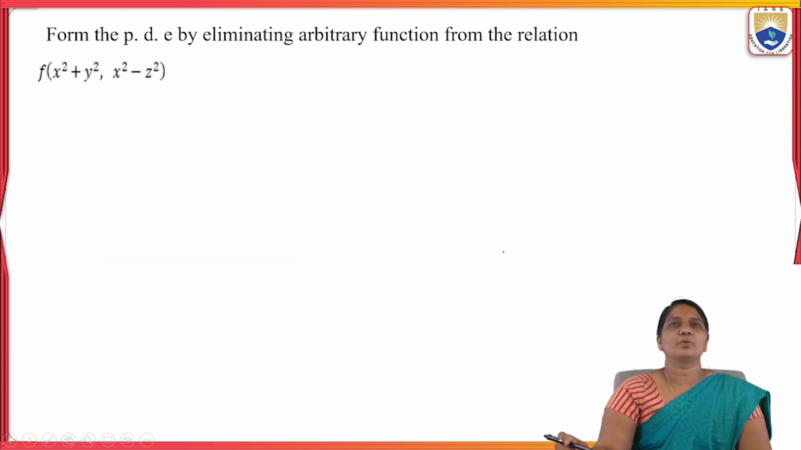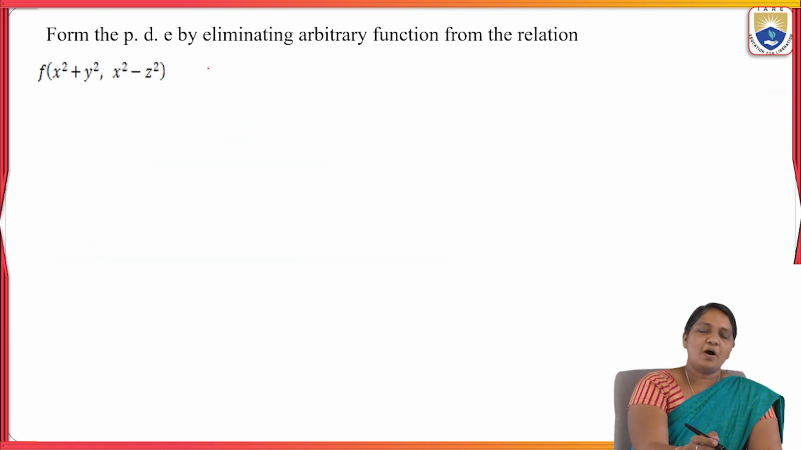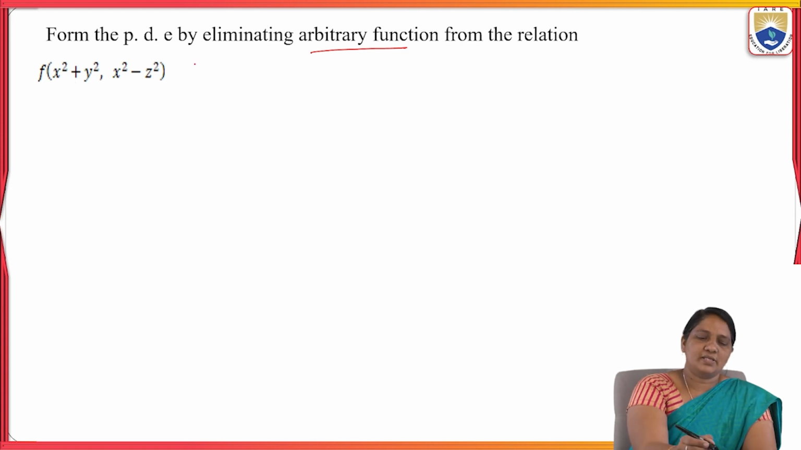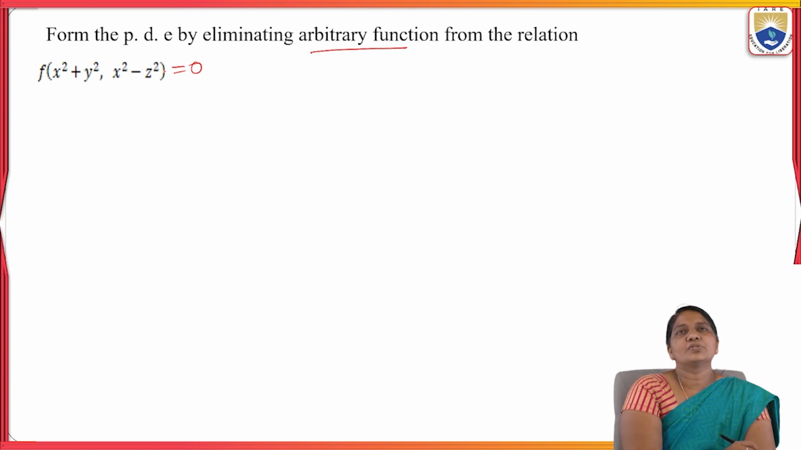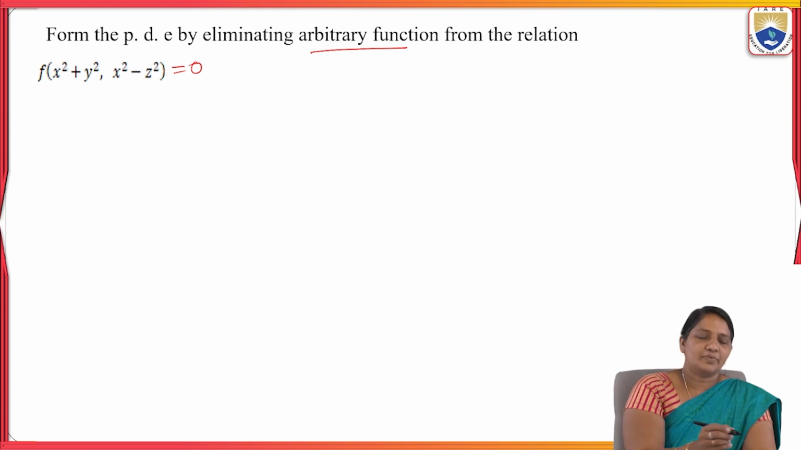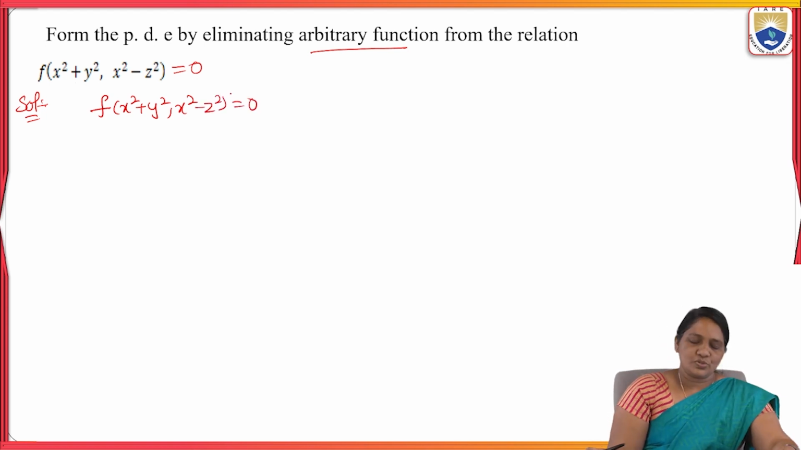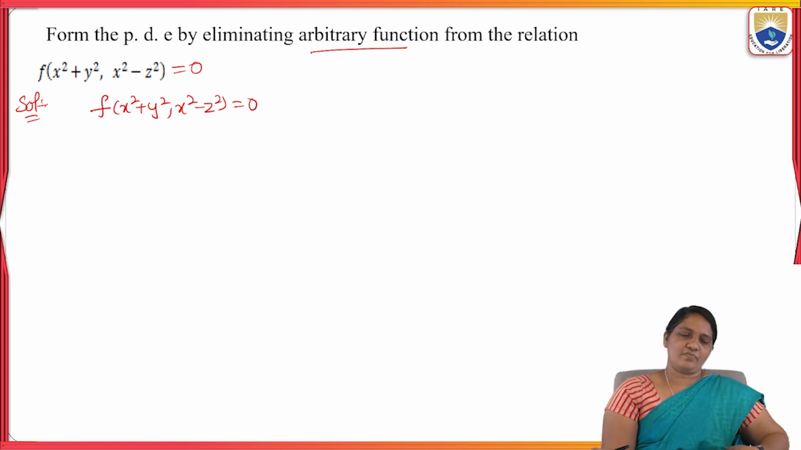Now we will see one more example here. Form a PDE by eliminating arbitrary function here also. So from the relation they have given here, f of (x square plus y square, x square minus z square) is equal to 0. So now from this, first we will write the given equation. Given equation is f of (x square plus y square, x square minus z square) equal to 0.